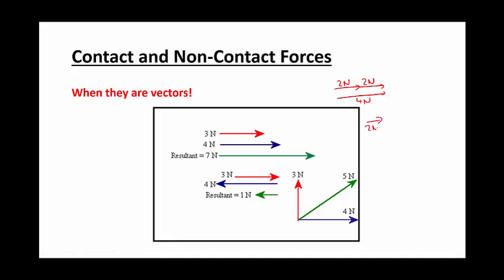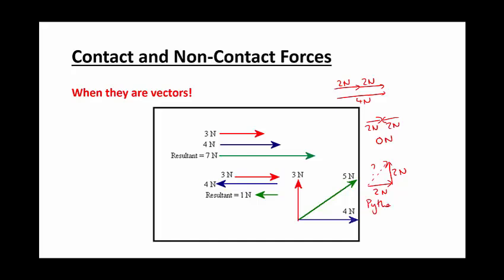So if we had 2 newtons and 2 newtons acting in opposite directions, they're going to cancel out completely and give us 0 newtons. If we had 2 newtons acting at right angles to our 2 newtons, then we have to do something a bit more fancy. We have to find the hypotenuse of that right angle triangle. So to do that, we're going to use Pythagoras' theorem.